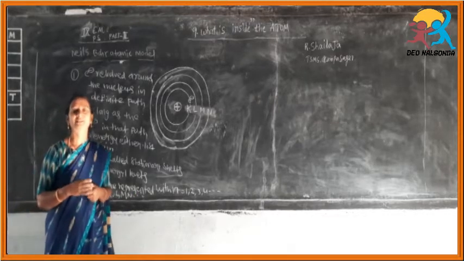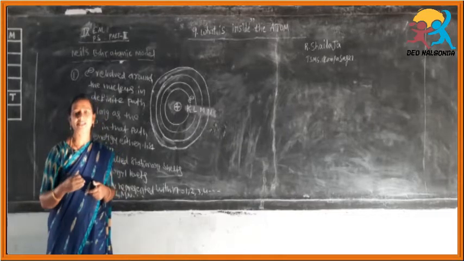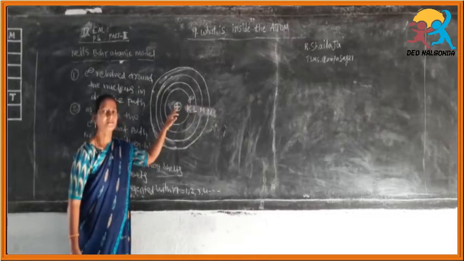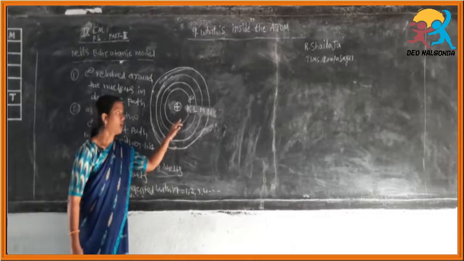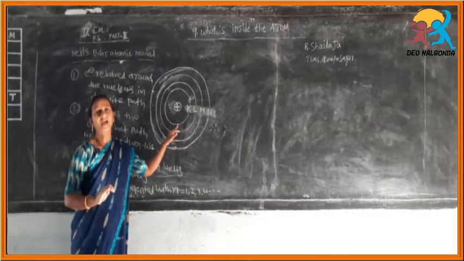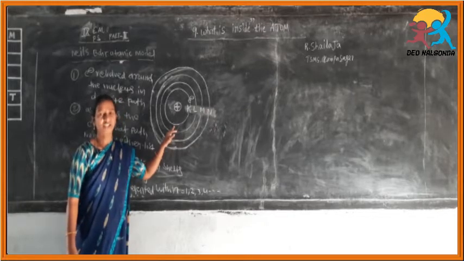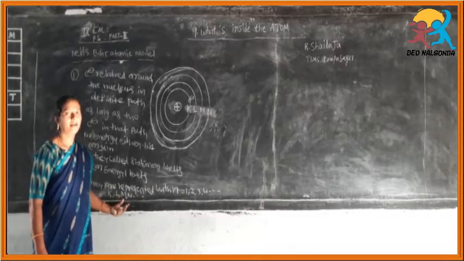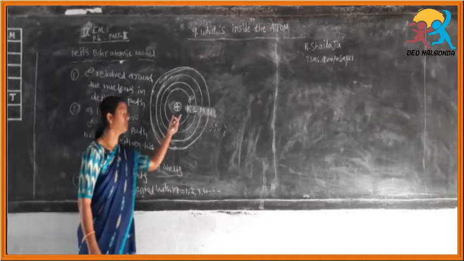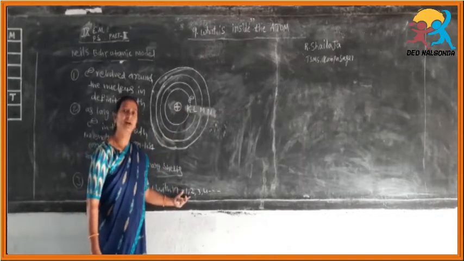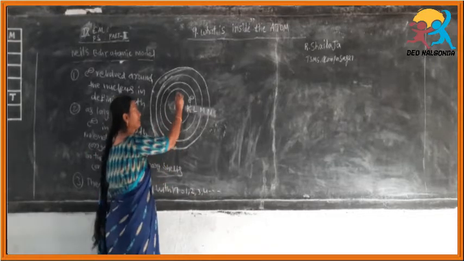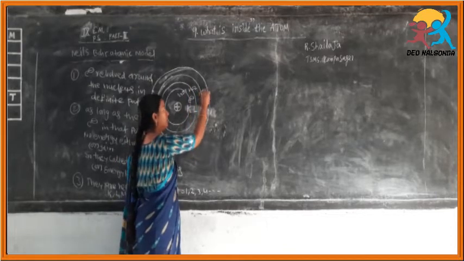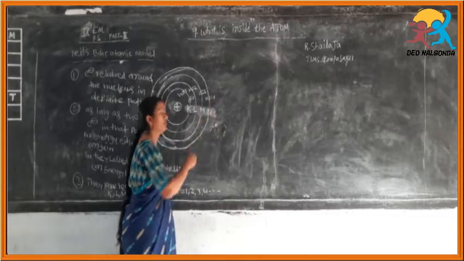Niels Bohr discovered the shells. The shells are around the nucleus. The electrons revolve in the shells around the nucleus. These shells are stationary shells. As long as the electron is in a shell, no energy is either lost or gained, so they are called stationary shells. These shells are represented with capital K, L, M, and N, and so on, and denoted with small n, with values 1, 2, 3, 4. So n equals 1 is the first shell, K; n equals 2 is the second shell, L; n equals 3 is the third shell, M; and n equals 4 is the fourth shell, N.